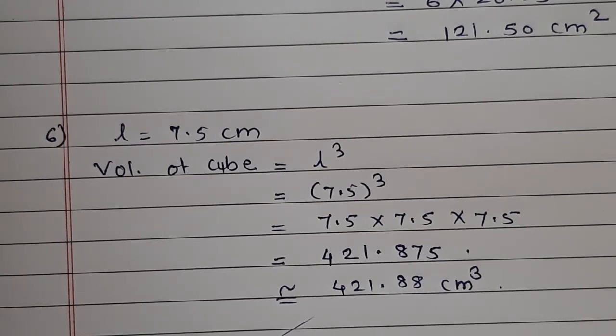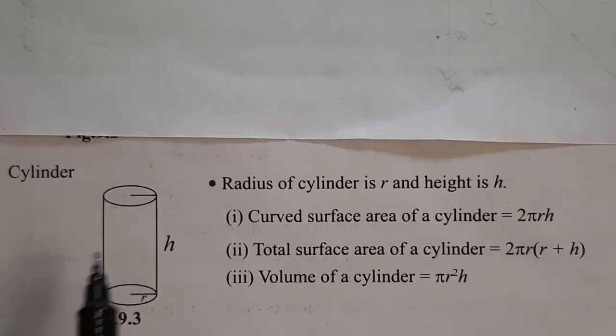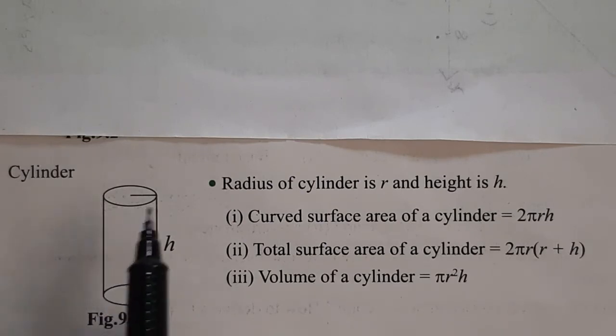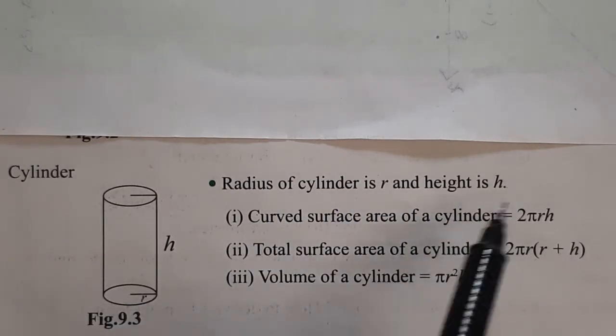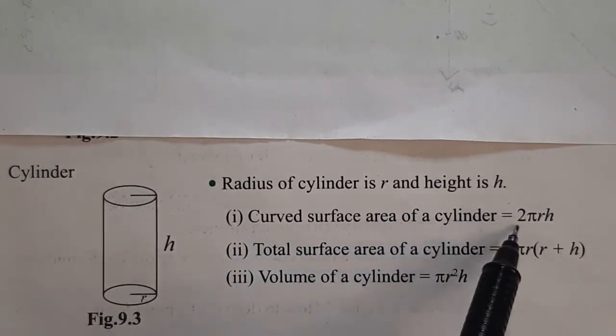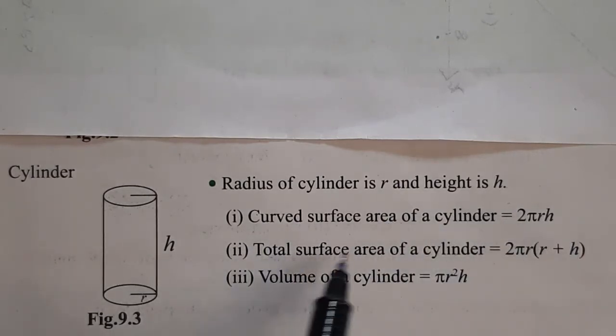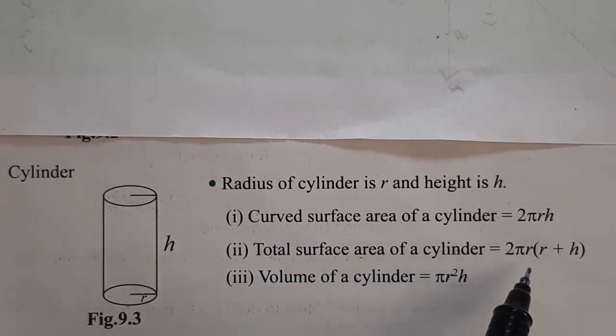Now the next concept is cylinder, that I am going to explain now. Cylinder. Now look at the diagram. Here the cylinder is shown. Here height is given and base radius R is given. Radius of cylinder is R and height is H. Then curved surface area of cylinder is 2 pi RH. Total surface area of cylinder equals 2 pi R in bracket R plus H, and volume of cylinder is pi R square H. Now here pi value is given to you. We know that the value of pi is 3.14 or 22/7.